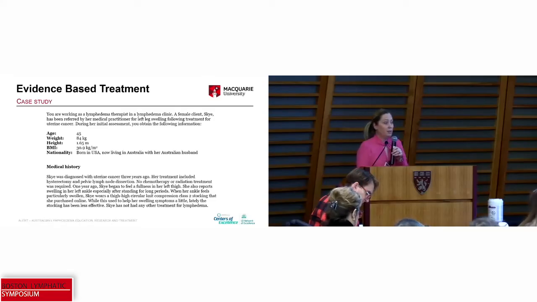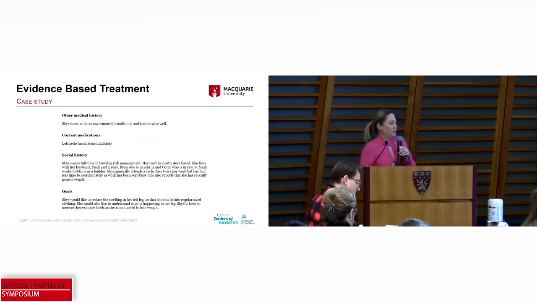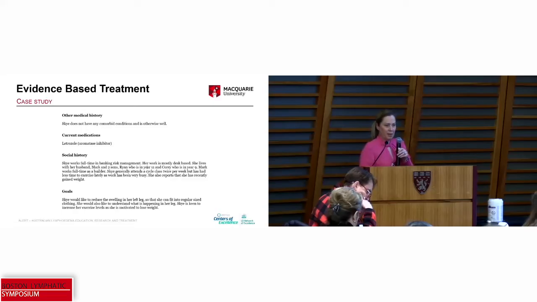She's not had any other treatment for lymphedema, and she's not seen a therapist to date. No comorbid conditions. She's otherwise quite well. She's on letrozole as the only medication. She works full-time in banking and risk management. She lives with her husband, Mark, and her two sons. She exercises. She generally attends a cycle class twice a week, but she's really had less time lately. Work's been really busy, and she reports that she's gained weight because she's not been able to exercise, and she's probably not been watching food choices as much as she used to.